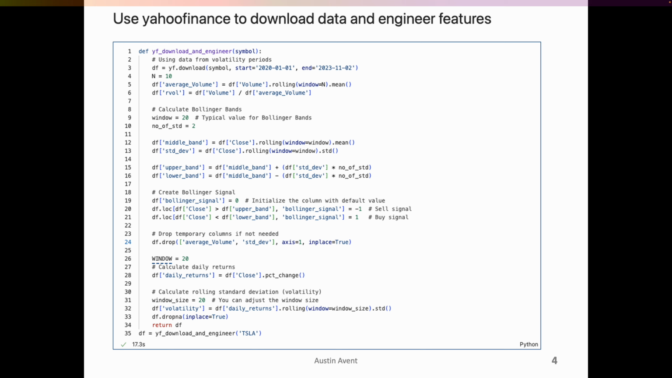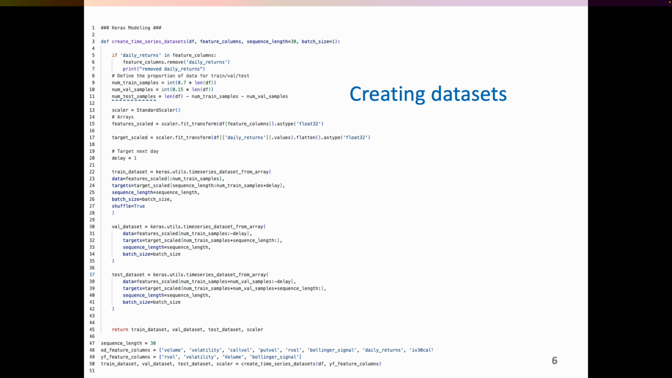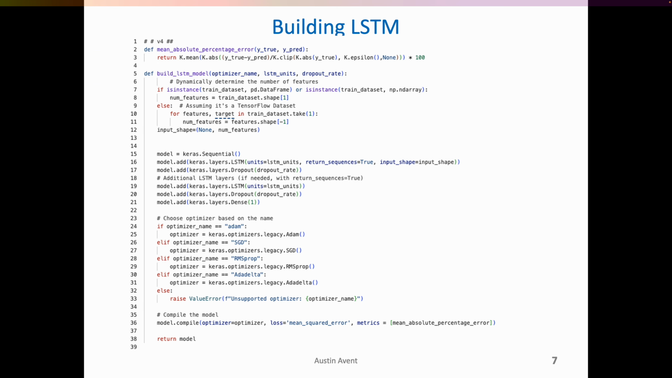Here I am downloading the data from Yahoo Finance. I'm choosing Tesla, but you can choose any symbol you want. Here we are exploring the data a little bit. Here we're creating a Keras time series data set from array for our training, testing, and validating data sets. And here we're defining what we're trying to minimize and also the LSTM model.